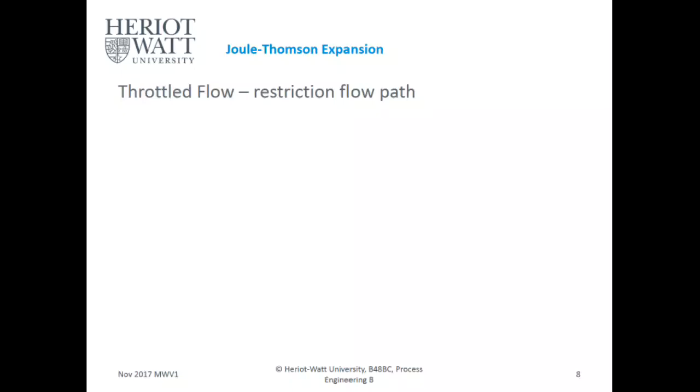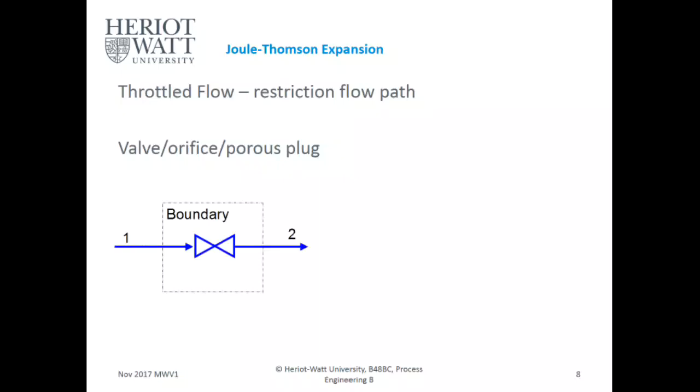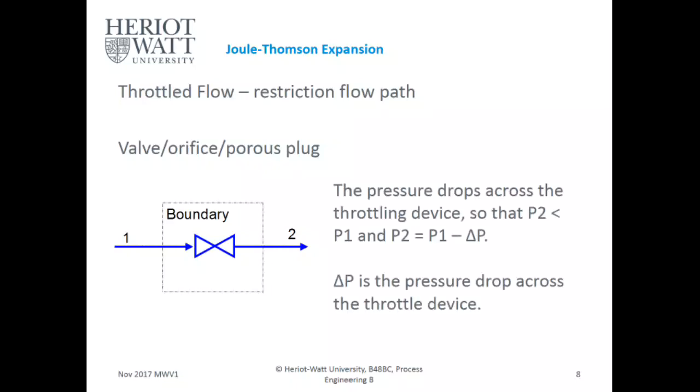These are throttled flows, so through a restriction, remember. Through a valve, orifice, porous plug. So imagine you have this valve, you have the boundary around the valve, and the pressure drops across the throttle device. So the second pressure is smaller than the initial pressure. So P2 equals P1 minus the change in pressure, and the change in pressure is the pressure drop across this device.